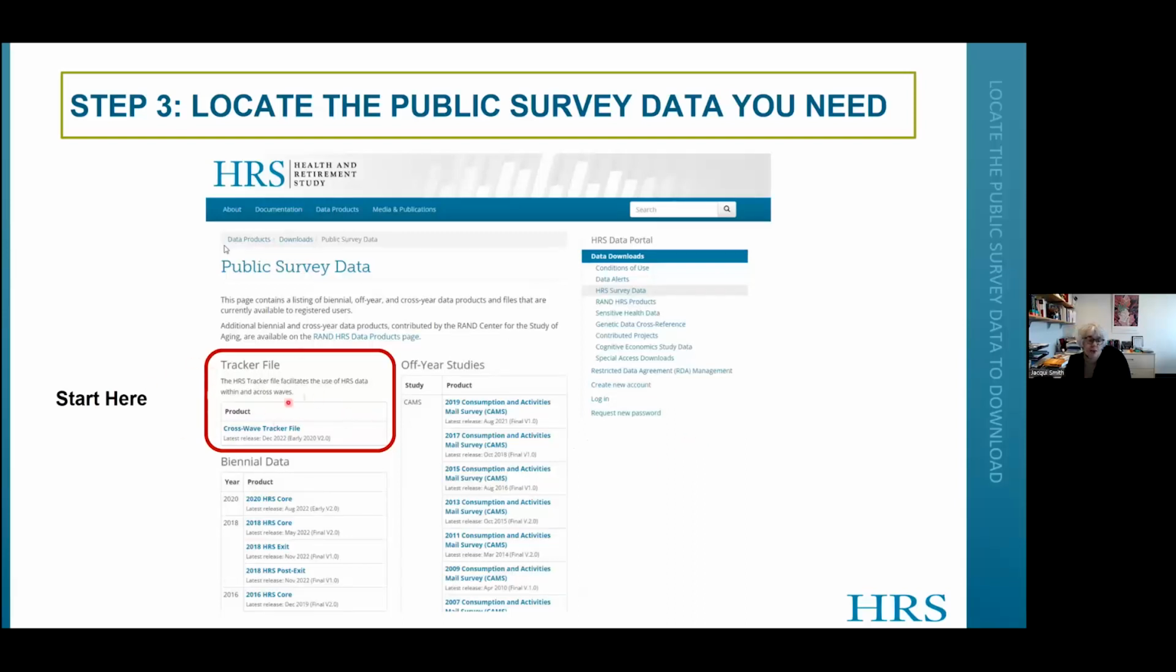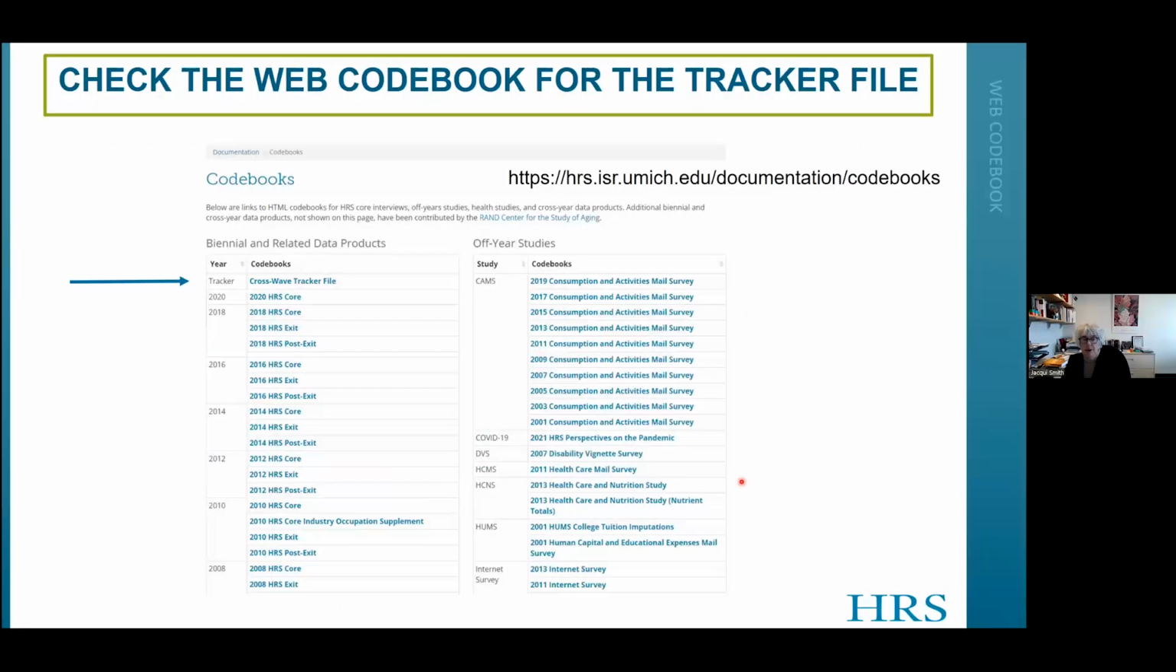So this is where you're going to get all of your demographics, and it's called a cross-wave tracker file. It's in data products, and it's the public survey data. If you want RAND data, you can click over here on the menu bar and collect that. This is what the code books look like. So let's take a look at the code books for the cross-wave tracker file. Remember I mentioned CAMS, the consumption mail survey. That's where you could pick up all of that data.